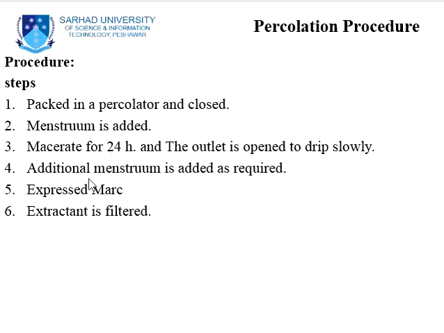Number four, as it drips slowly, additional menstruum is added as required, and the menstruum is added until the last trace of active constituent is isolated. Number five, the marc is then expressed or squeezed to drain all the extractant, and lastly, the extractant is clarified by filtration or by standing, followed by sedimentation or other equipment like a centrifuge machine containing filters.